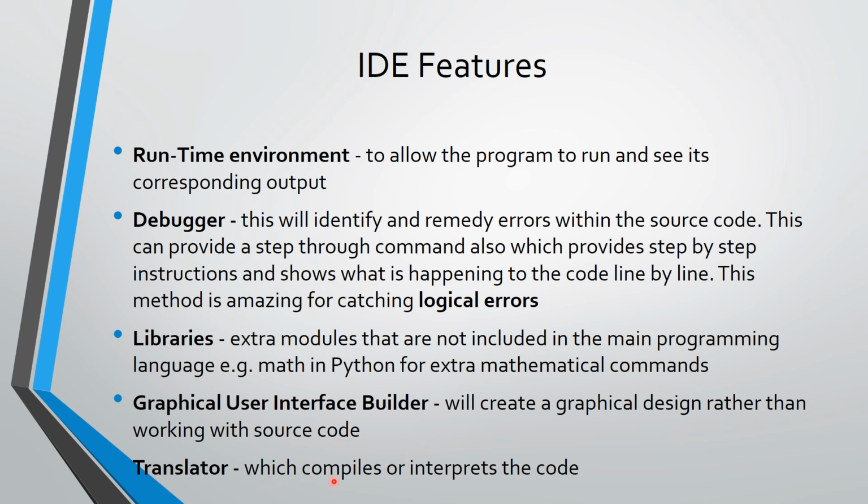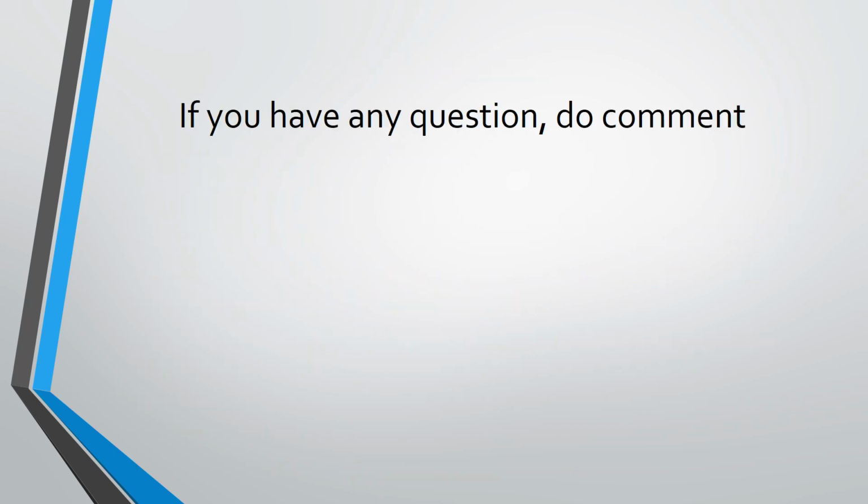Translator. It will compile or interpret the code. That's all for software, system software and application software. We saw how application software and operating system software work together to make our system run and increase our productivity.